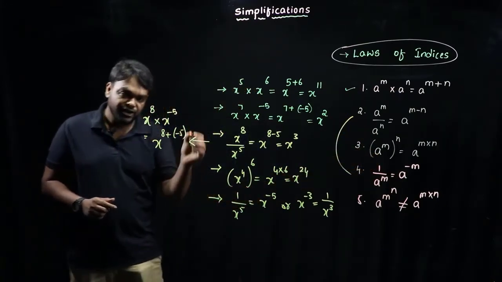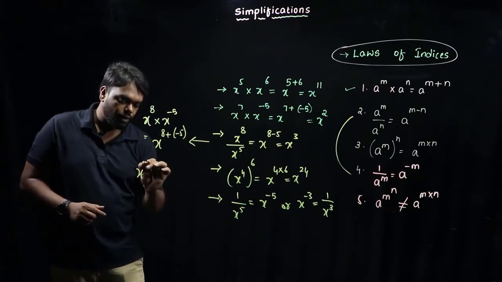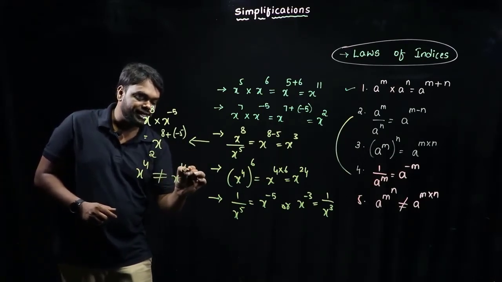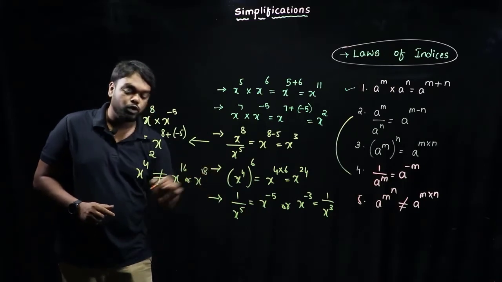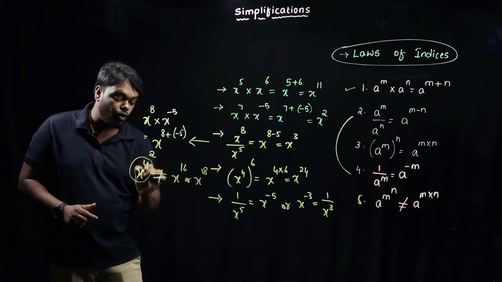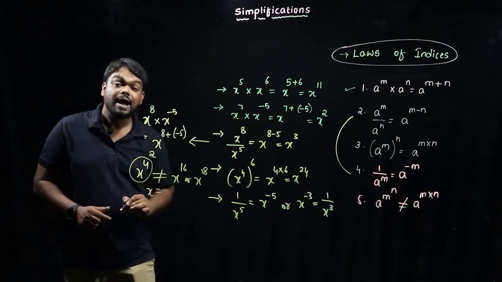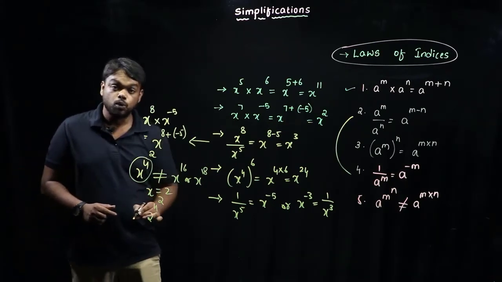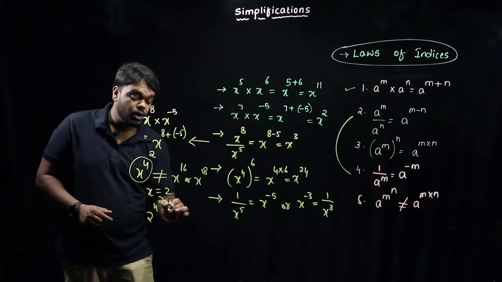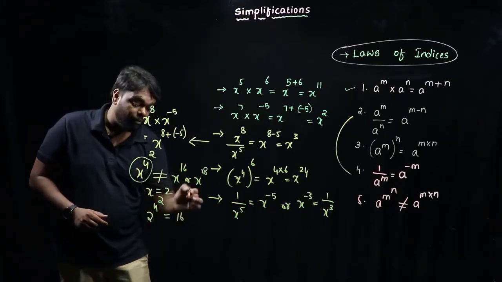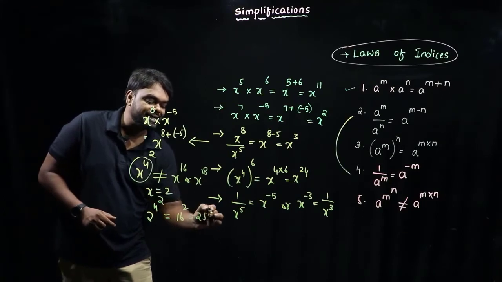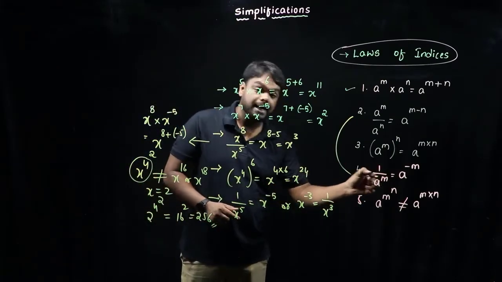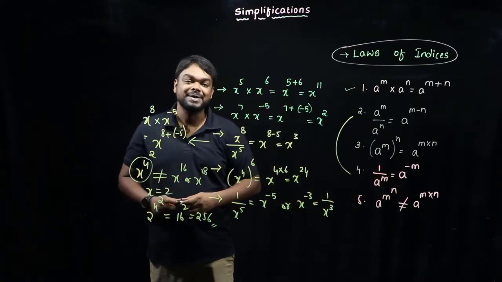That is, suppose if I take x power 4 power 2, you cannot call it as x power 16 or x power 8. Both are wrong. It depends on the value of x here. Suppose if I put x value as 2 in this case, this becomes 2 power 4 power 2. So what you have to do is first calculate 2 power 4, which is 16, and again power 2, that is 16 square. 256 is the value of 2 power 4 power 2. This is the reason I told you why a power m power n is not equal to a power m into n.